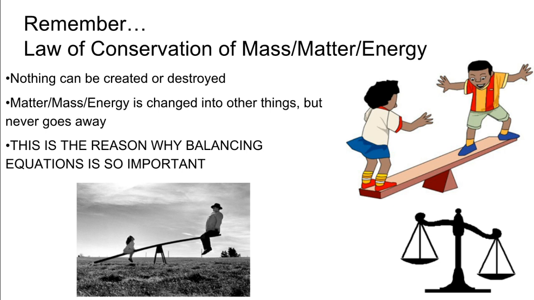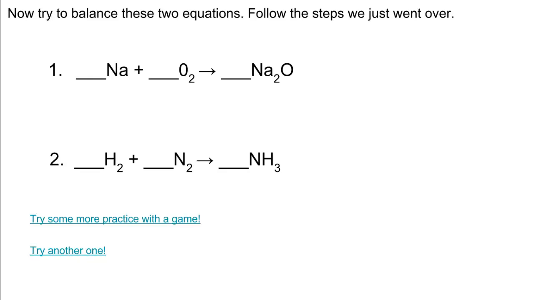Okay, so now what I want you guys to do is remembering this law of conservation of mass, matter, or energy. We have to have our equations balanced because matter or mass or energy is never created or destroyed. It's either recombined or rearranged, but it can never just disappear or pop up out of nowhere. What I'd like you to please try to do is write these two equations down in your spiral and try to balance them with the steps that we went over.